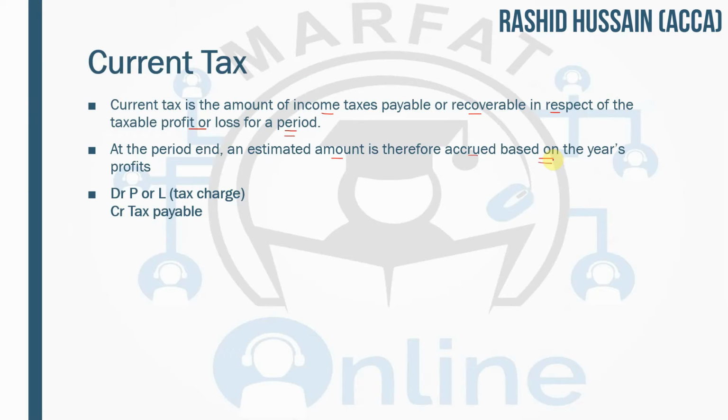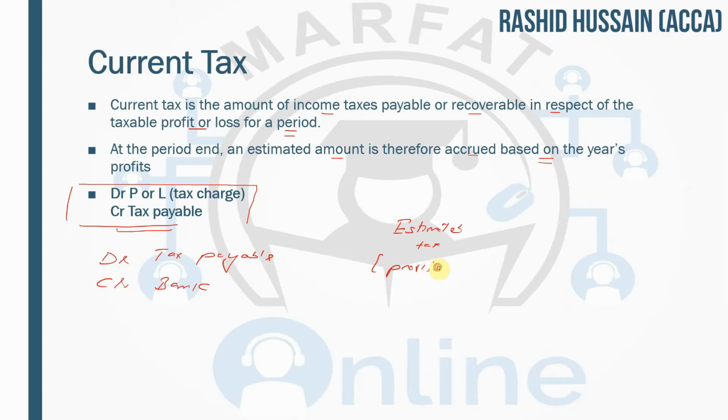So when you are booking this tax, you are going to debit the profit or loss. That means we are recording the tax expense, and credit is the tax payable. This is the liability. When you will be paying this tax, you will be de-recognizing the tax liability: debit tax payable, and credit bank. As I've told you, this is the estimated tax. This is the provision for the tax.